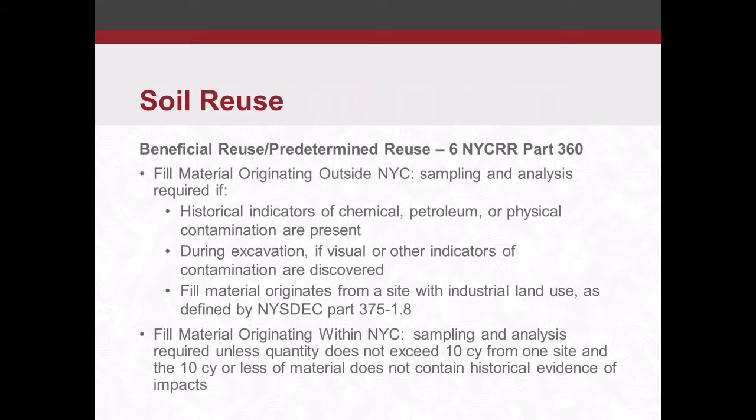So with soil reuse, going back to that 6 NYCRR Part 360, those solid waste regulations, there's some criteria that's established in that regulatory standard. So in general, when you look at a developed site, especially an urban area or industrial type developed site, commercial type property, you may have had some historical indicators of contamination there, or development that raises a red flag that might have led to contamination. So with those types of sites, if you're wanting to remove soil from that site and reuse it somewhere else, it's very critical to make sure that soil isn't contaminated.